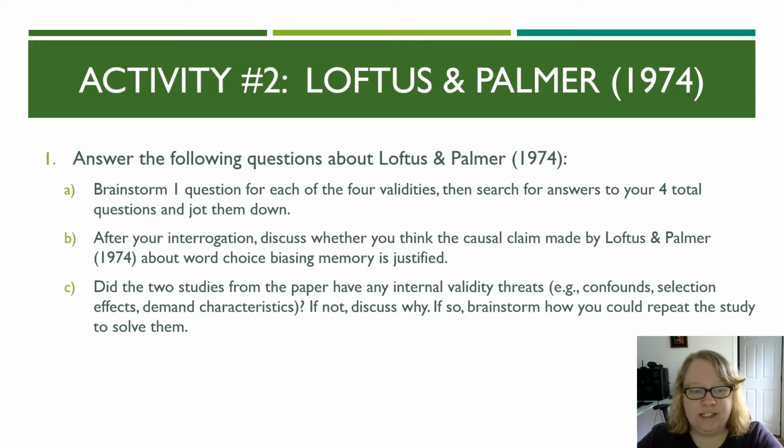Part B, after your interrogation, discuss whether you think the causal claim made by Loftus and Palmer about word choice biasing memory is justified. So same idea as activity number 1, just giving you a little extra practice with this process of interrogating a causal claim. And then part C, did the 2 studies from this paper have any internal validity threats? So for example, confound, selection effects, demand characteristics that we talked about last time. If not, discuss why.